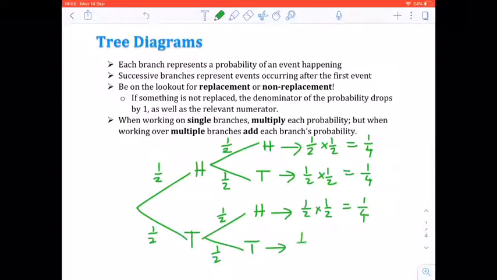When we use multiple branches, then we would add the different branches together. So if we wanted to look at these three outcomes of heads, heads, heads, tails, and tails, heads, we would then add these three together. So a fourth plus a fourth plus a fourth would equal 3 over 4. So that's basically how tree diagrams work.